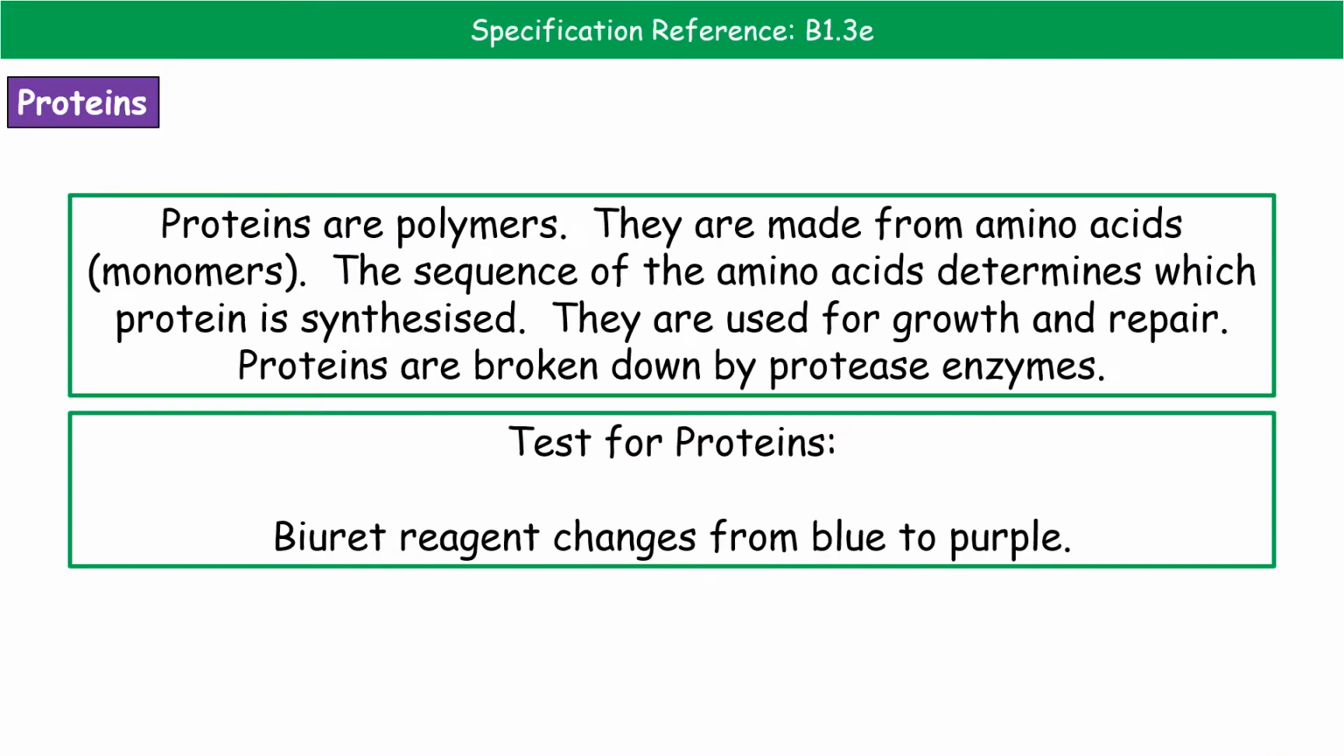The second biological molecule we're going to look at are proteins. Proteins are again polymers, and they're made from amino acids, which are the monomers. So what we actually find is that the sequence of amino acids is going to determine what final protein we have. And we've already had a little look at how we make those proteins in one of our earlier boosters. Proteins are used for growth and repair, and they're broken down by protease enzymes. So the biological test for our proteins is we use this stuff called biuret, and it's going to change from blue to a purple colour.